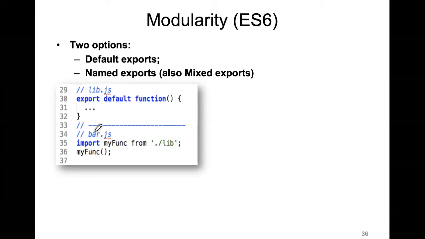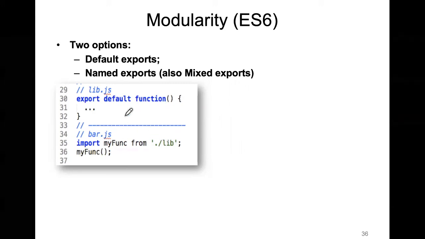I've got another file, and here it is importing the function. In the import statement, the things to note are you've got to specify the relative path name of the file containing the thing that you're importing. So I'm assuming that bar.js and lib.js are in the same physical folder, but if they're not, then you would adjust this accordingly. But it is a relative path name of the file. You don't need to add on the .js extension.